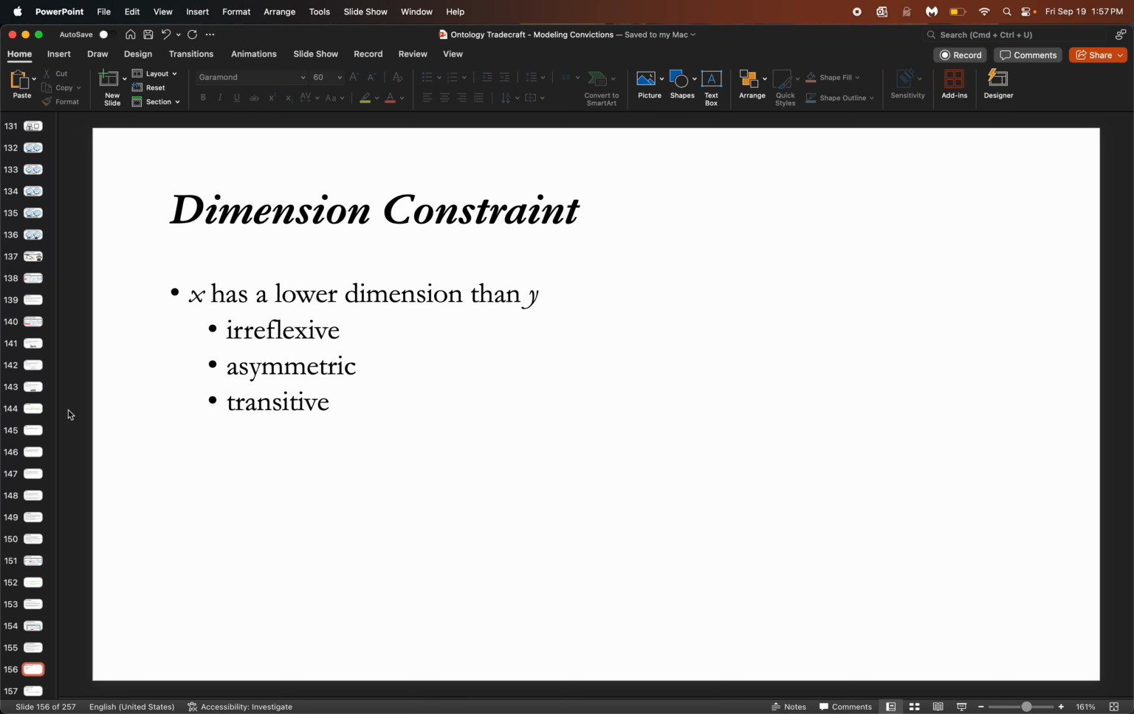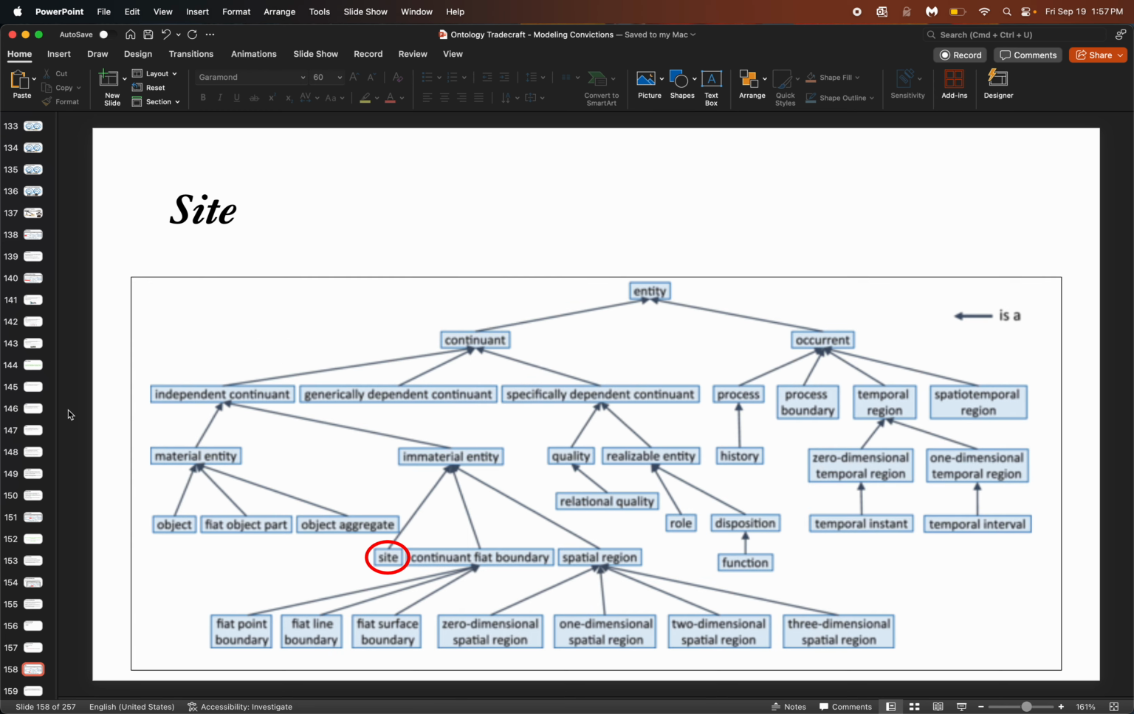X has a lower dimension than Y is a relationship. It's not in BFO proper, but it's in the background theory. It's irreflexive. This just means nothing can have a lower dimension than itself. It's asymmetric. That just means that if X is a lower dimension than Y, it's not the case that Y is a lower dimension than X. And it's transitive. This means if X has a lower dimension than Y and Y has a lower dimension than Z, then X has a lower dimension than Z. And altogether here, if X is a boundary of Y, then X is a lower dimension than Y.